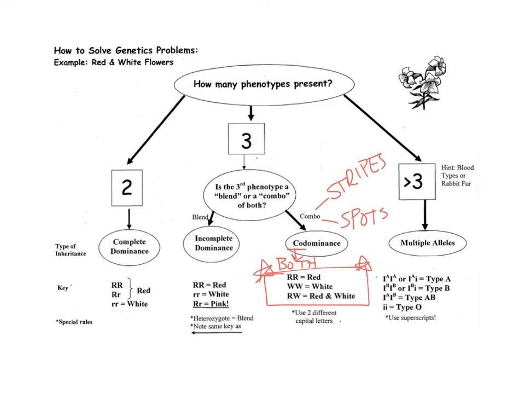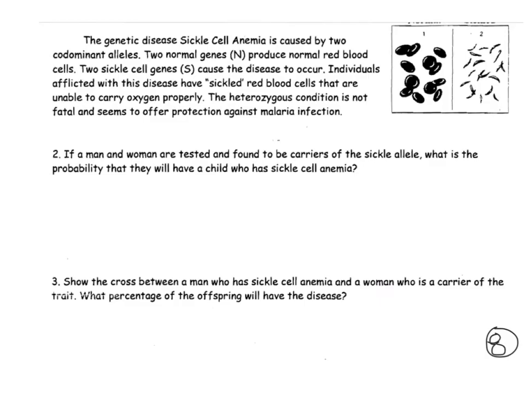Okay, we're going to do a practice problem. Okay, if you could flip to page 8 in your packet. It says at the top here that the genetic disease sickle cell anemia is caused by 2 codominant alleles. 2 normal genes produce normal red blood cells, and 2 sickle cell genes, capital S, cause the disease to occur. Individuals afflicted with this disease have sickled red blood cells that are unable to carry oxygen properly. The heterozygous condition is not fatal and seems to offer protection against malaria.